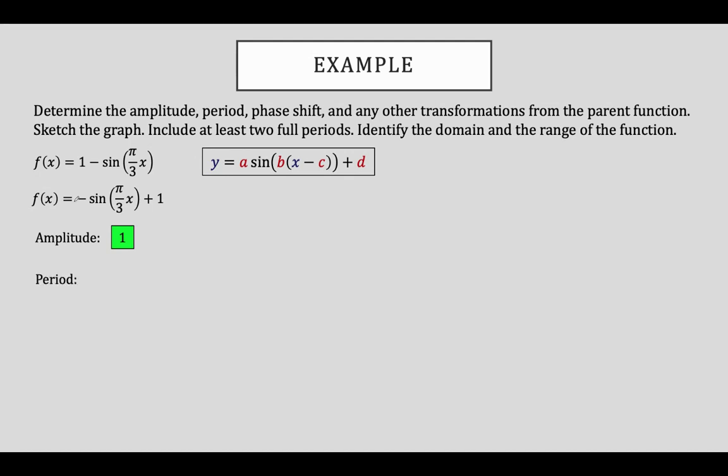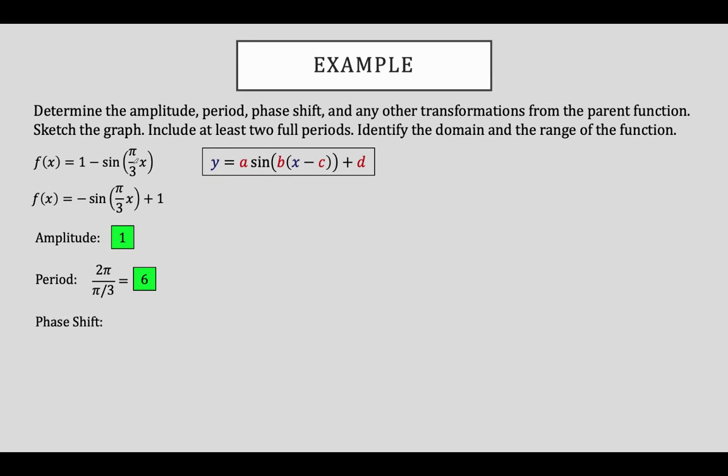Period. To calculate period, we have 2 pi divided by the b constant. B is the constant multiple in front of the x. Now notice in this case, I didn't have to factor anything out because there was no phase shift happening in this graph. So our period is 2 pi divided by pi over 3. And remember that dividing by pi over 3 is the same as multiplying by 3 over pi. Our pi's are going to cancel out and we will be left with 6. This will repeat itself every 6 units.